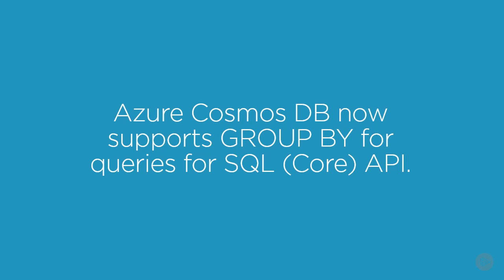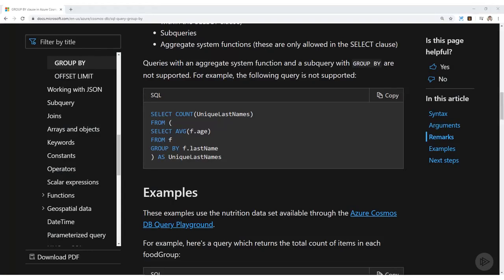If you are coming from a SQL background, you should be familiar with the group by operator. This is a very useful operator which was not originally supported by Cosmos DB. Now this is changed. Azure Cosmos DB now supports group by operator for queries written in the SQL or core API, and this is an example of a group by operator. As you can see, we are grouping the results based on the last name property of our record. I am going to add a link to this Microsoft documentation in case you want to go ahead and read more.